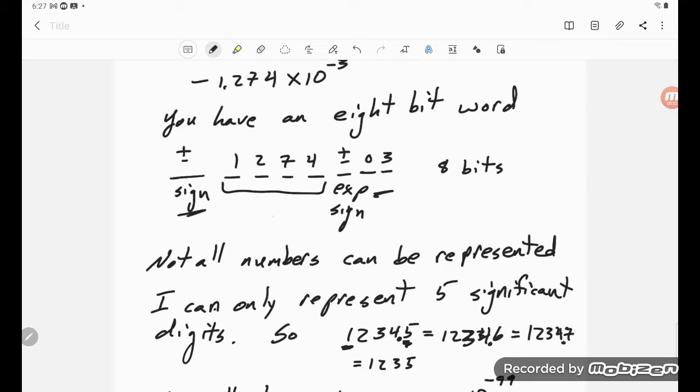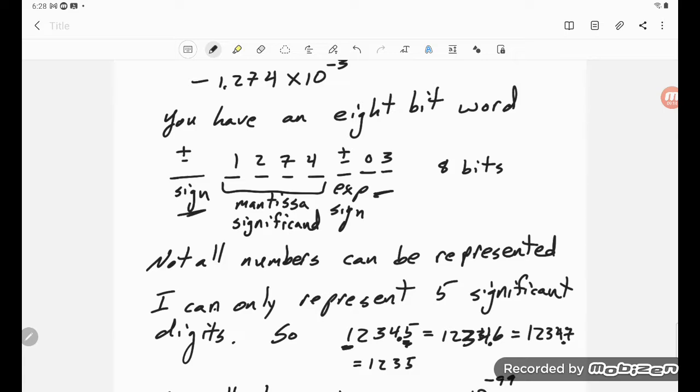This stuff in here, I've always called it the mantissa. That is a word for it. But another word for it is significand. Significand. Okay, and you would want to know how many digits you can carry in that mantissa.